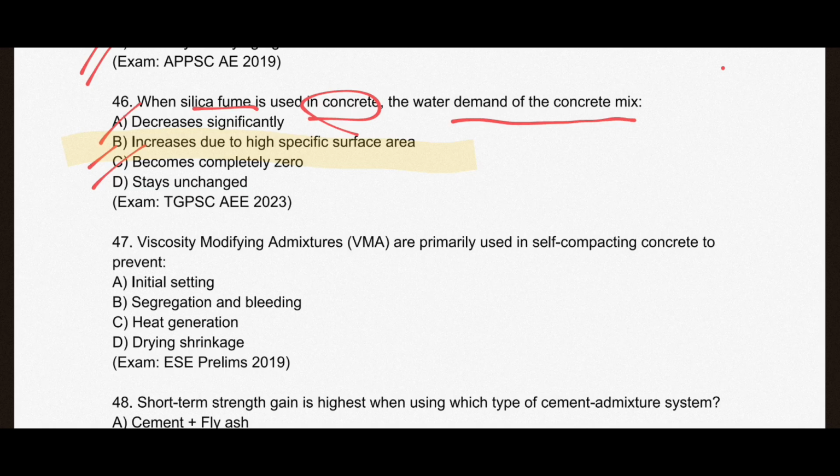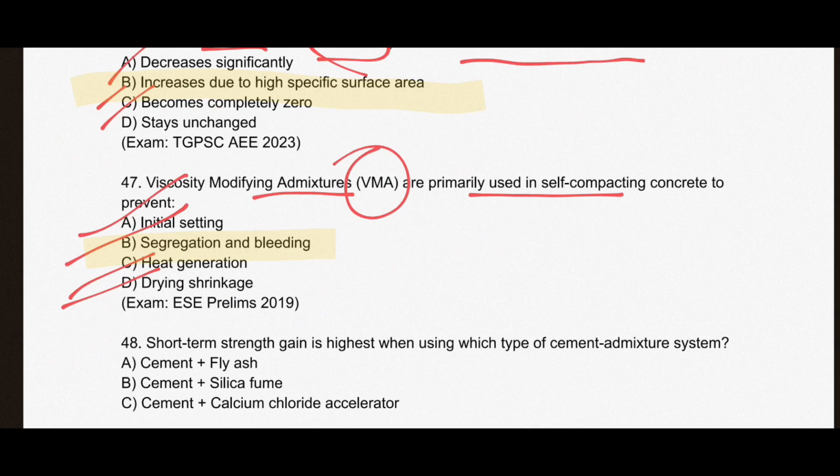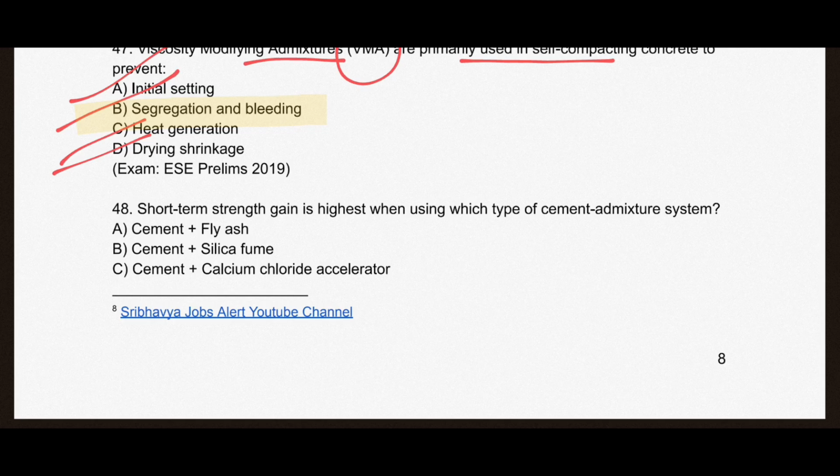47th question. Viscosity modifying admixtures VMA అంటాం వాటిని. They are primarily used in self-compacting concrete not to prevent option A initial setting time, option B segregation and bleeding, option C heat generation, option D drying shrinkage. So the answer is option B, that is in order to reduce the segregation and bleeding కోసం మనం viscosity modifying admixtures ని యూజ్ చేస్తాం సెల్ఫ్ కాంపాక్టింగ్ కాంక్రీట్ లో.